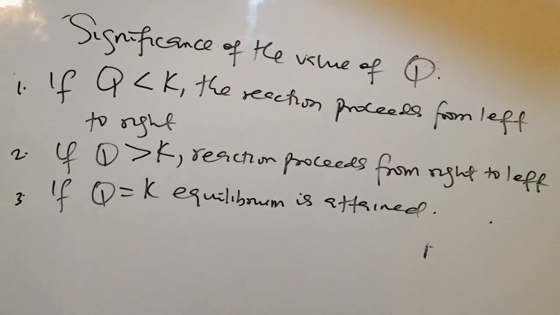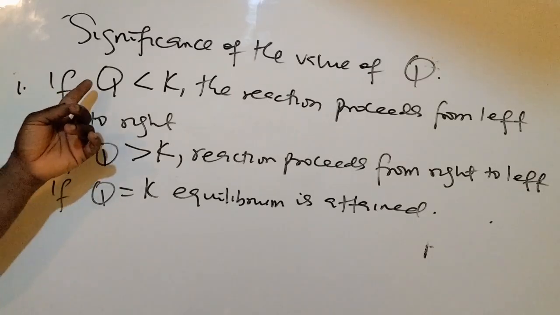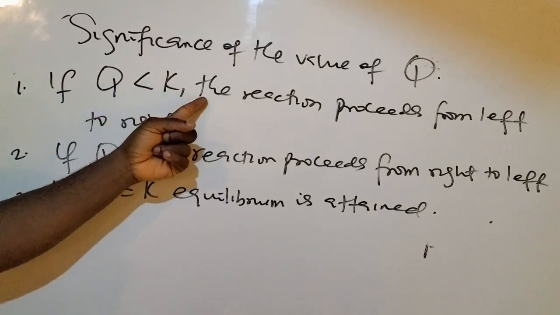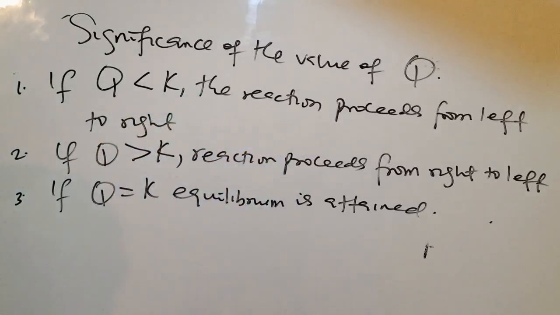Before we go to calculations, we have to look at an important point: the significance of the value of Q. Q is the reaction quotient. If the reaction quotient is less than the equilibrium constant, what does it mean? It means that the reaction proceeds from left to right. What do I mean by moving from left to right?